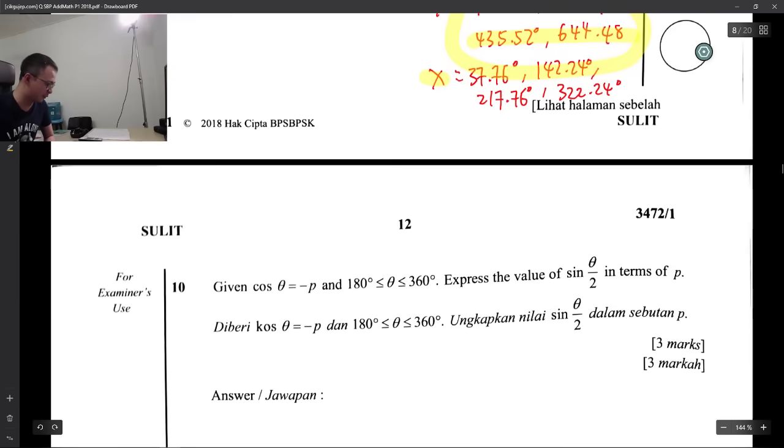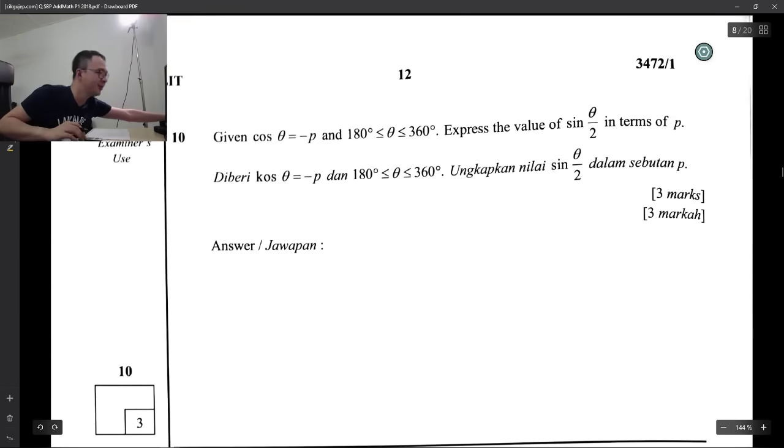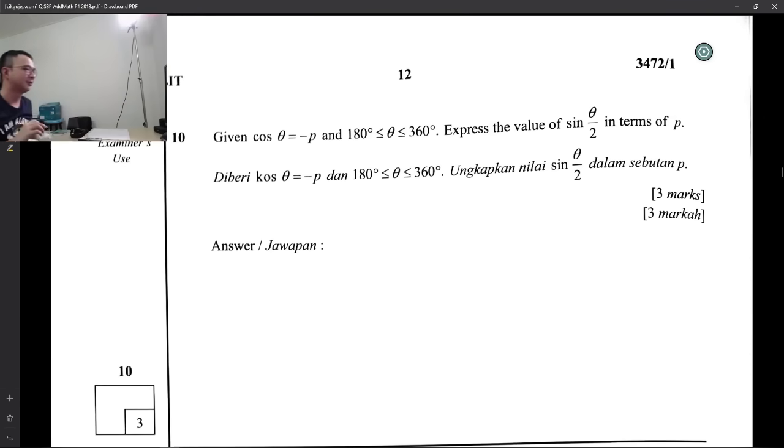Okay, so I will just move on to the next question. This question is a bit hard because you're not used to the half angle. Maybe even some reference books don't have the formula for half angle. So I teach you how to get a formula for half angle.